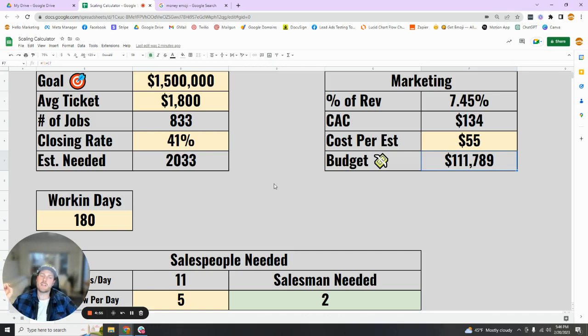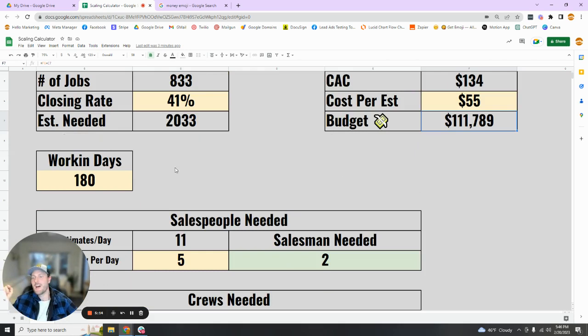But there you have it. We need to spend $111,000. Personally, I like to put that on a credit card because usually in 30 days, all those customers are paid. And lo and behold, I've used the bank's money to generate more money. Okay. And I've not affected the cash flow in my business. Cash flow is really important. That is, again, another video.